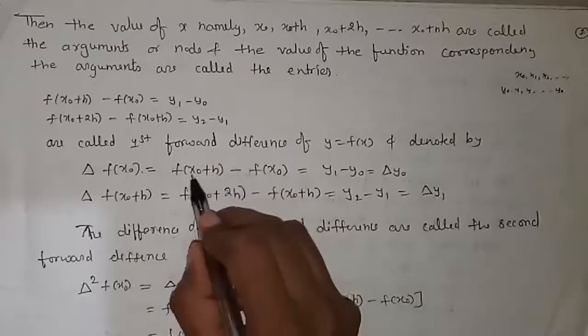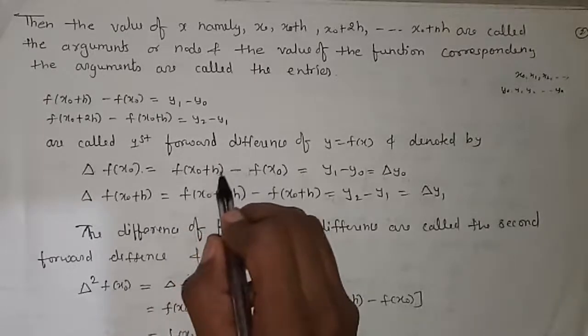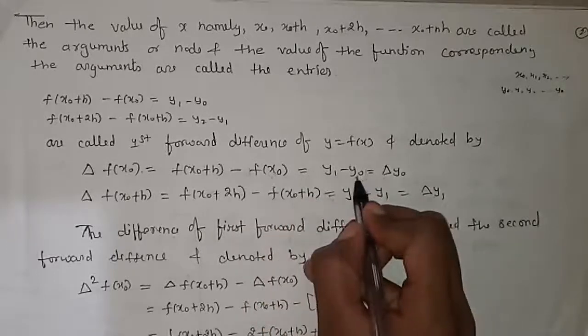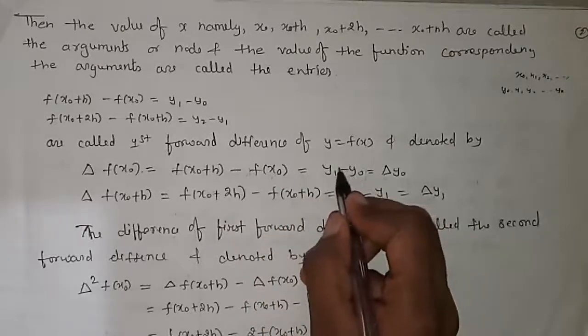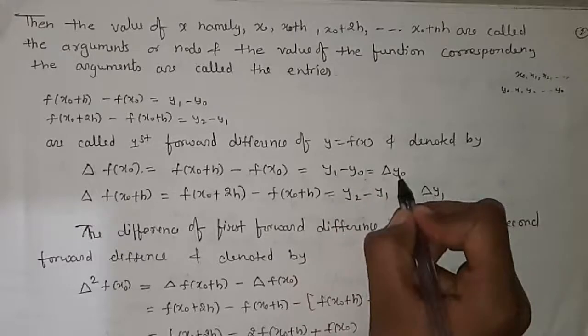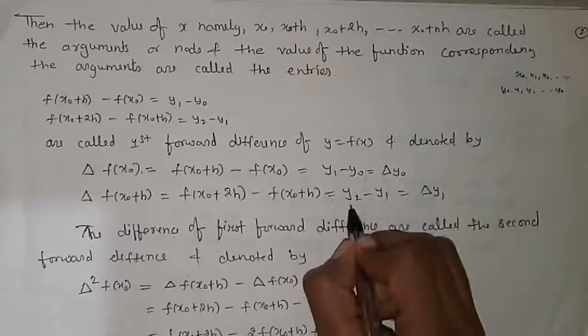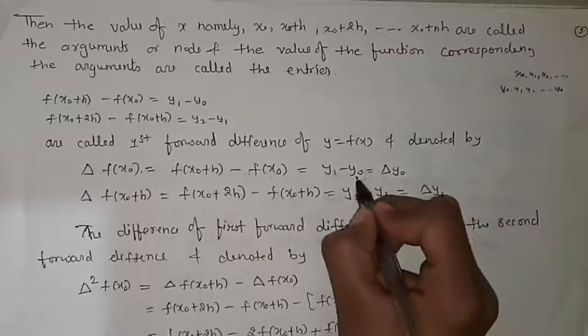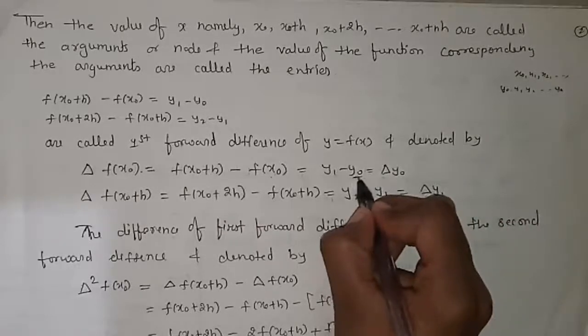Here again, this f of x naught plus h is nothing but my y1 only, and f of x naught is nothing but y naught. So this can be written as delta y naught, and this can be written as y2 minus y1, which is delta y1. So we will write delta from last.